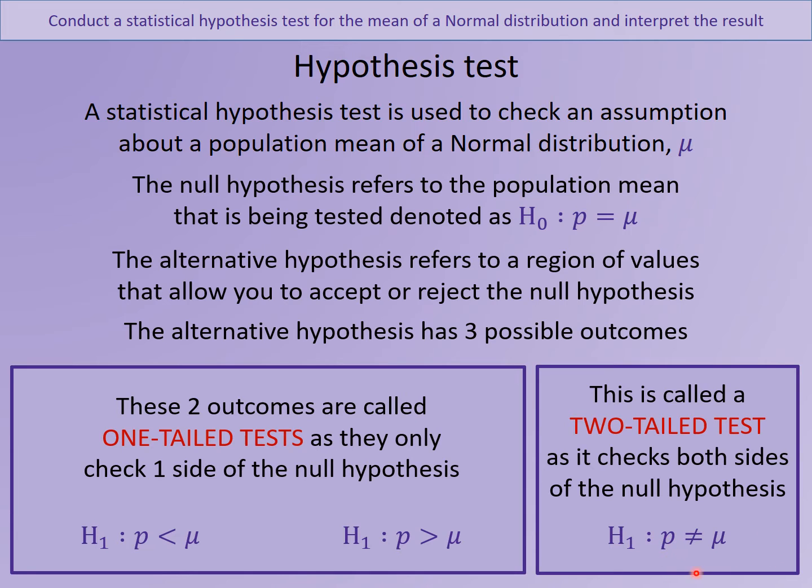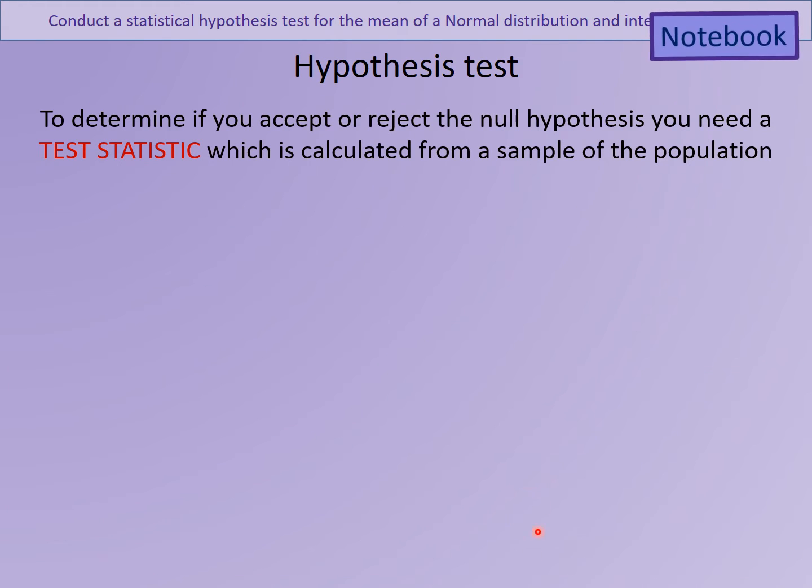It's just not the one in the middle. Okay, and it's important to make sure you're aware of one-tailed and two-tailed tests because they can affect the significance level. Right, to determine if you accept or reject a null hypothesis, you need to have a test statistic.